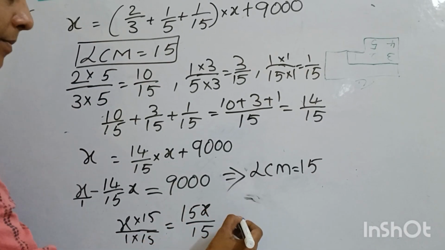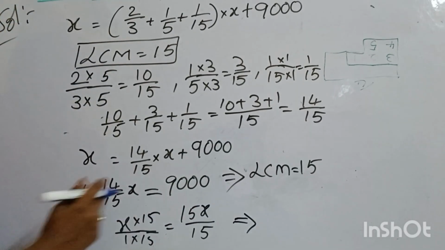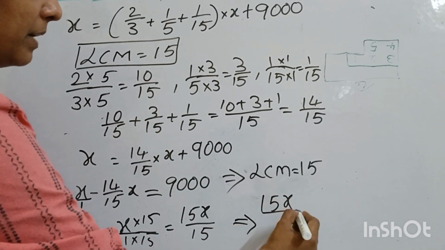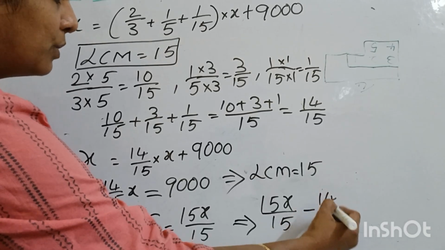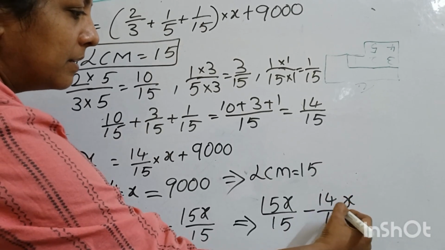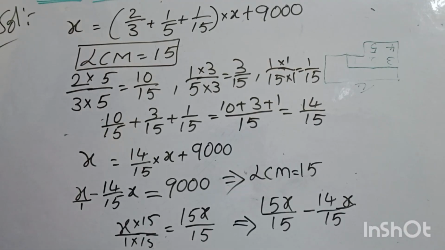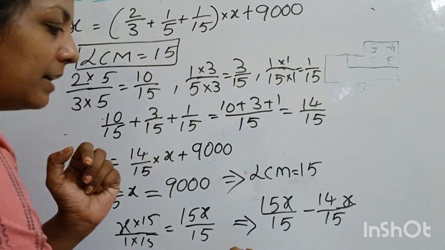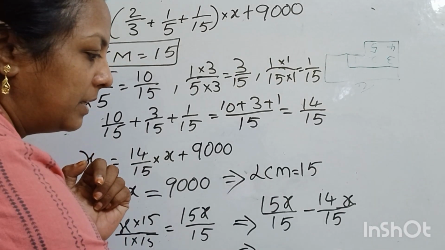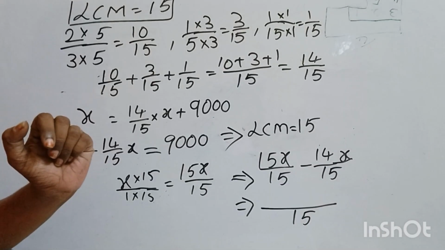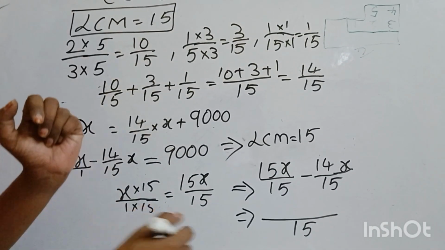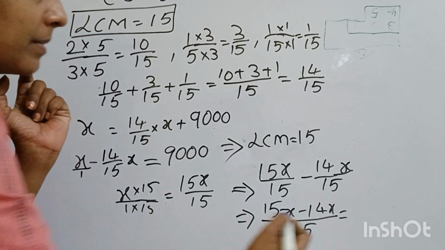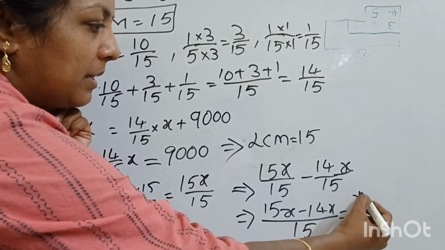See, instead of this we got a new fraction, right? So take 15x by 15 minus 14x by 15. Now both are similar, so we can solve it, right? How to solve it? The similar denominator we can write once as 15, and we can subtract the numerators. 15x minus 14x, how much, children? 1x, right? 1x is nothing but simply x.